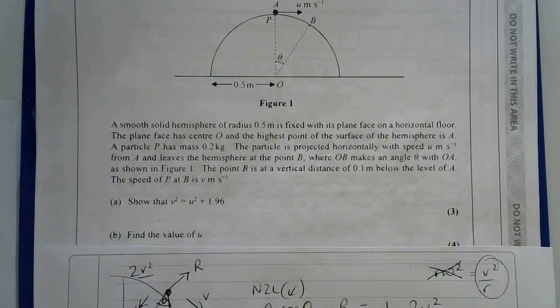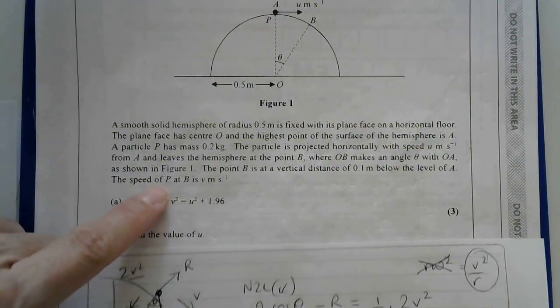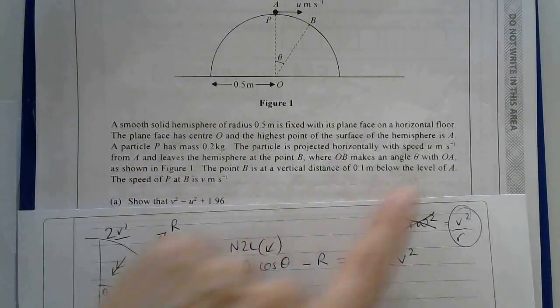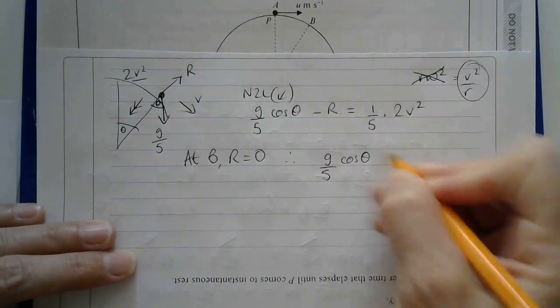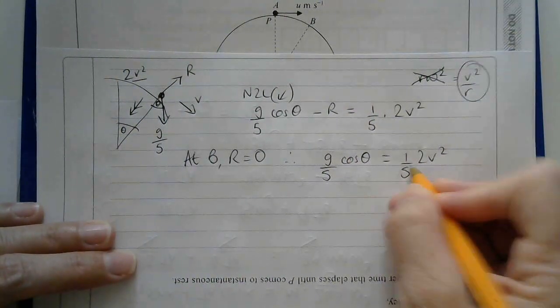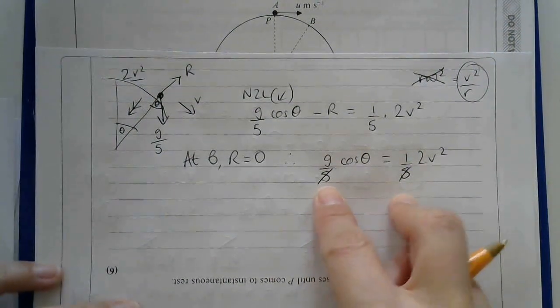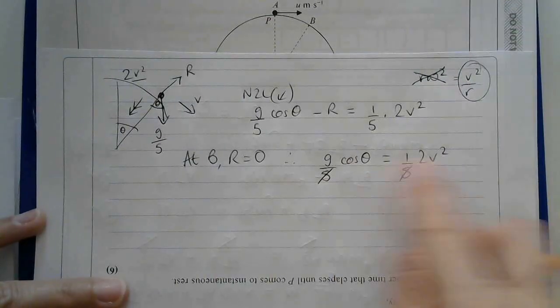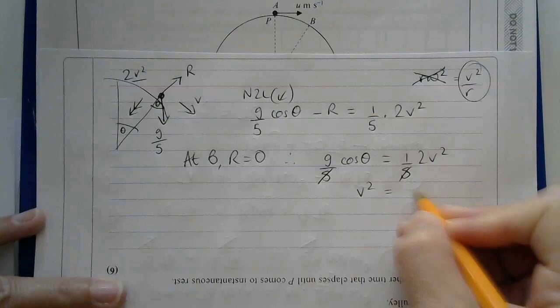How do I know what theta is? No, I don't. Okay, so I'll just leave that as cos theta equals 1/5 2v squared. So getting rid of these by multiplying both sides by 5, I can now divide both sides by 2 and I get v squared in terms of cos theta.